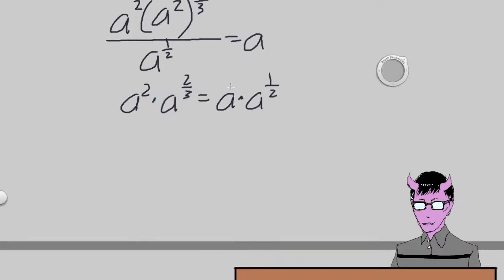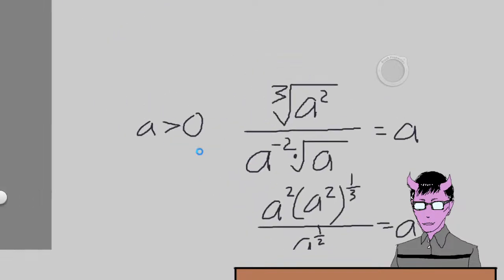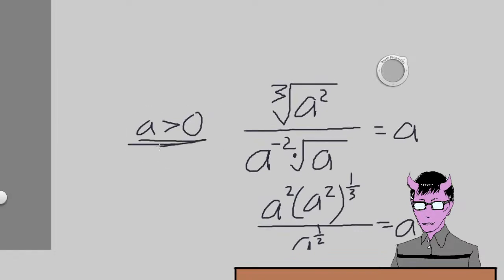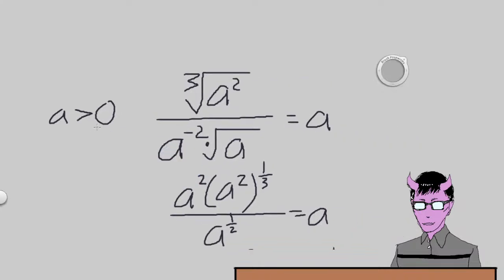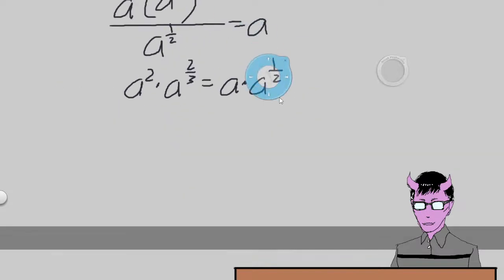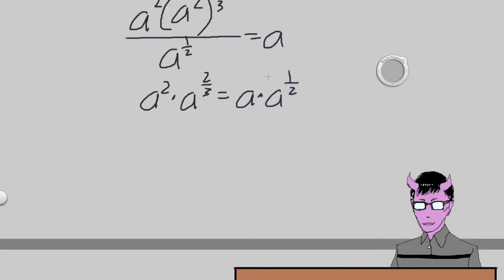So a bunch of a's. Be careful, don't just start willy-nilly crossing things out from both sides. Oh, we can, because explicitly stated here, we have to say a is greater than 0, because again, if a actually equals 0, then you have 0 in the denominator, which will cause this whole function to fail. So is it safe to cancel a from both sides? Yes, it is safe. But out of good habit, I'm not going to do that.